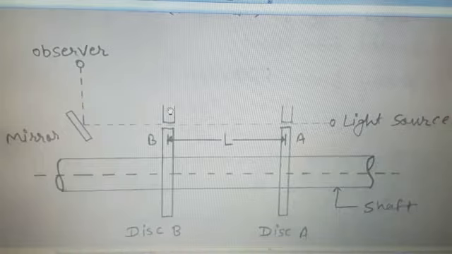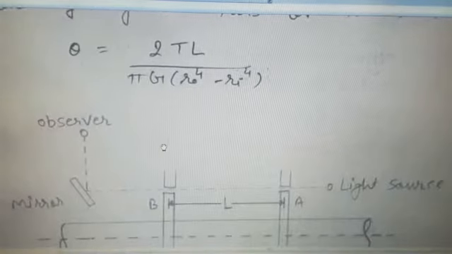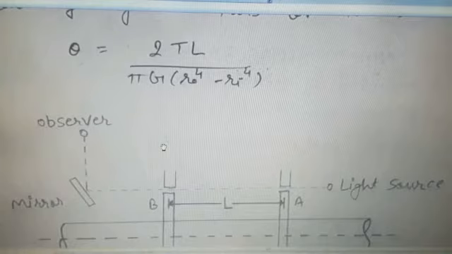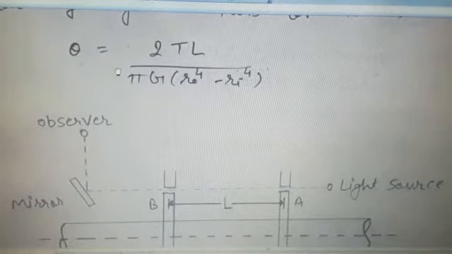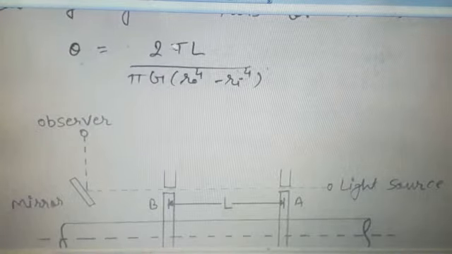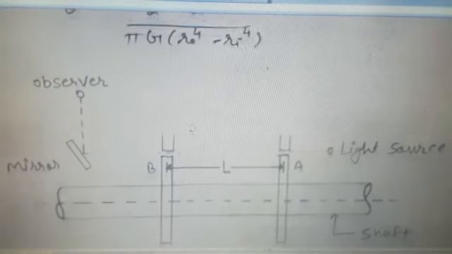So first we have to find theta. Once we find theta, we put its value in the equation, along with L, pi, G, R0 and Ri. Then we find the value of torque. So first we have to find the value of the angle of twist, that is theta.